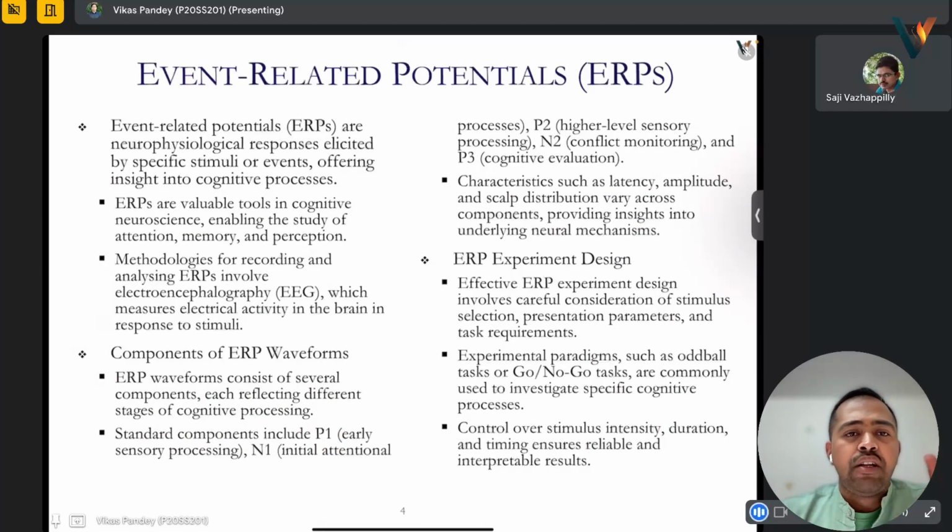Event related potentials are neurophysiological responses due to specific stimuli or events, offering insight into cognitive processes.